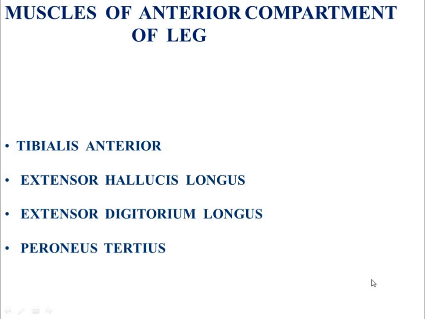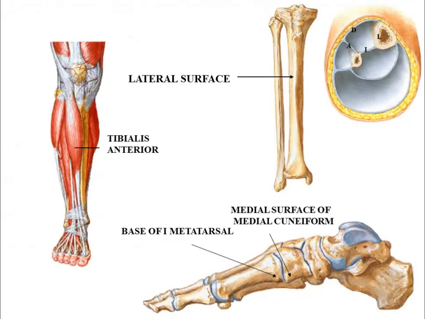So let's see the muscles of the anterior compartment of the leg, that is tibialis anterior, extensor hallucis longus, extensor digitorum longus, and peroneus tertius.